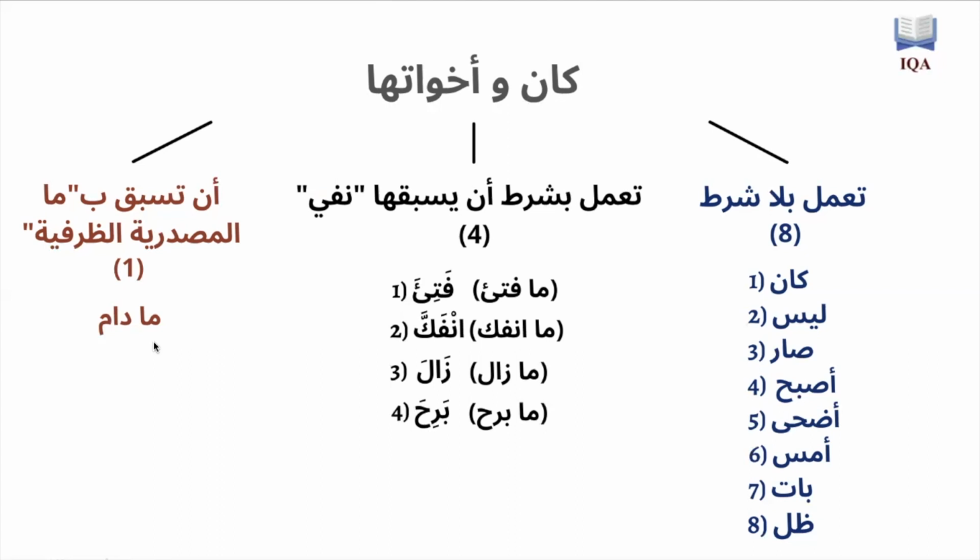Then finally, the last one, which is only one, works with the condition أن تسبق بما المصدرية الظرفية. The last one is Dama, the last sister of Kana, the verb Dama, which we're also going to cover its meaning. Its condition is that it must be preceded by something called ما المصدرية الظرفية, the ma which comes as masdariyya dharfiyya, which is hard to explain here. I don't want to go into too much detail because it would be a bit confusing.